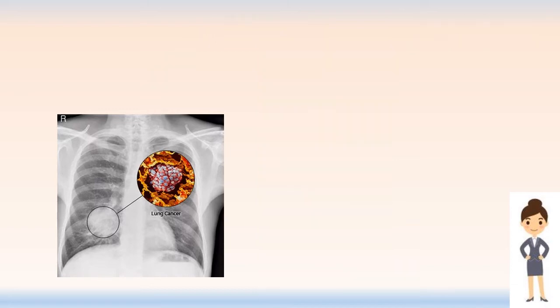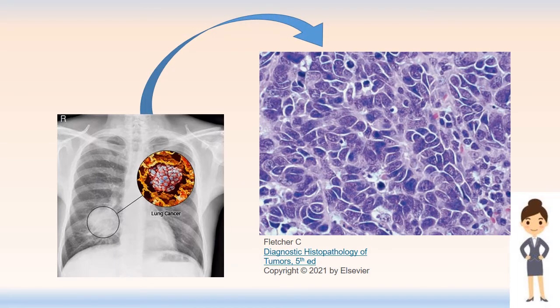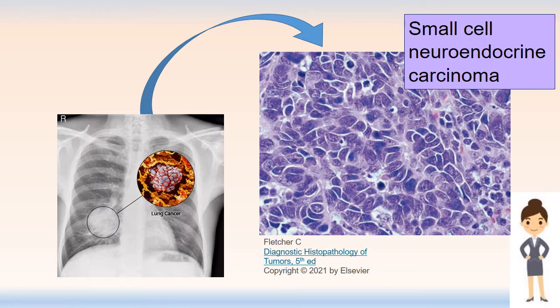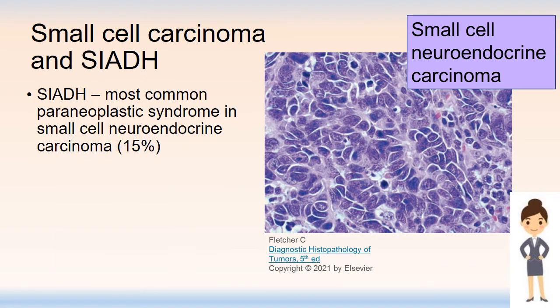So a biopsy is taken, and this time it shows these cells that are molded up against each other, that have high nuclear to cytoplasmic ratios, have dispersed chromatin within their nuclei, and this is small cell neuroendocrine carcinoma. Small cell neuroendocrine carcinoma is associated with SIADH in up to 15% of cases. So this particular phenomenon is very important to be aware of.